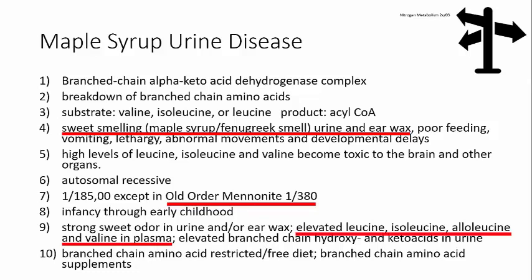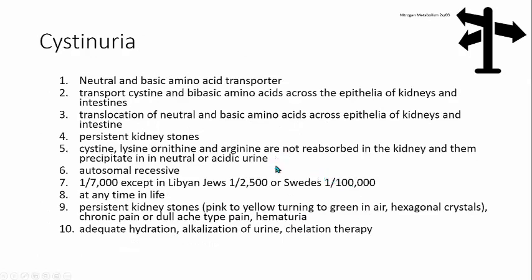And like the other amino acid disorders, we see an elevation in the precursor amino acids that are upstream of the broken enzyme. We also see the elevation of branched chain hydroxy and keto acids in the urine in these patients. This is due to the branched chain amino acids actually undergoing degradation through the urea cycle and accumulating products of the urea cycle. Cystinuria is another amino acid disorder.